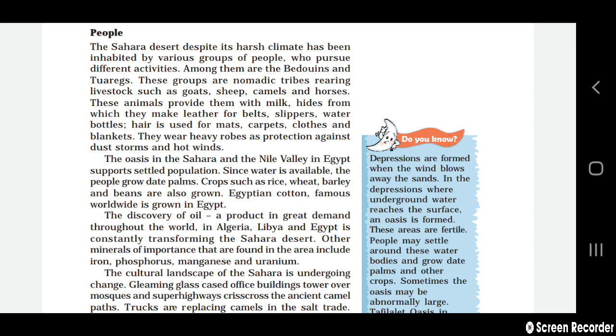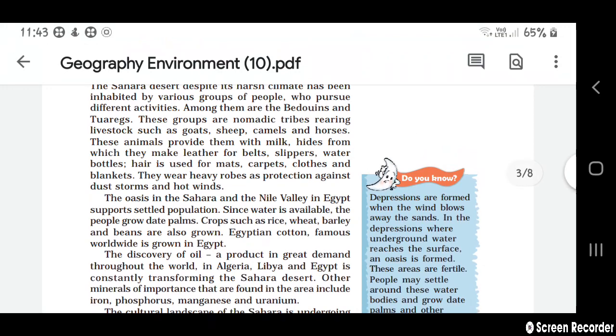These groups are nomadic tribes. They rear livestock like goats, sheep, camels, and horses. These animals provide them with milk and hides from which they make leather for belts, slippers, and water bottles. Hair from the sheep is used for mats, carpets, cloths, and blankets, and they wear heavy robes as protection against storms and hot winds.